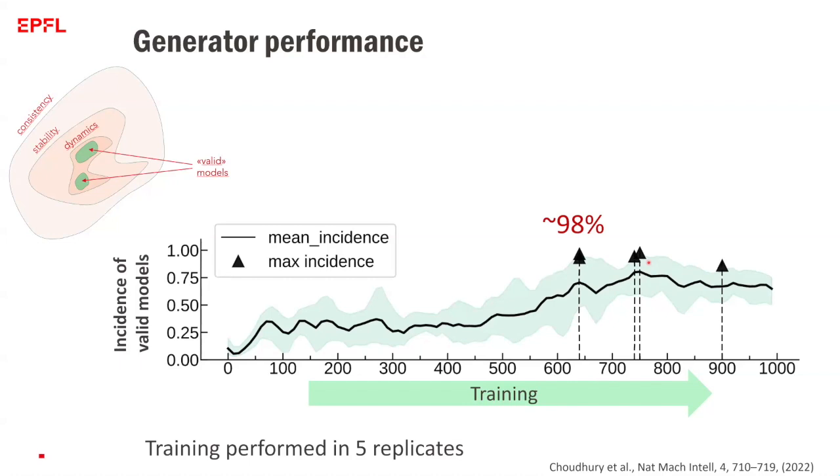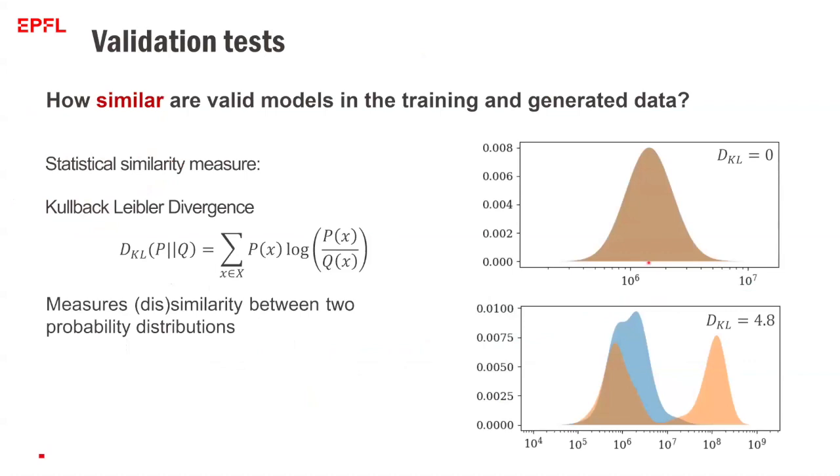So to check this, we used the Kullback-Leibler divergence measure, which tells you how close the distributions of the parameters that your generator is producing are to the training set. Ideally, they shouldn't be different. They should be like in this right upper panel. But when you start training, you have something like what we have in the right lower panel.